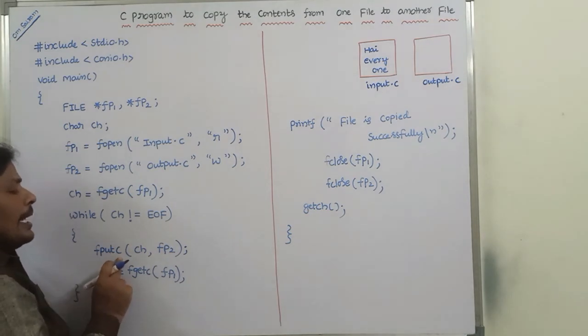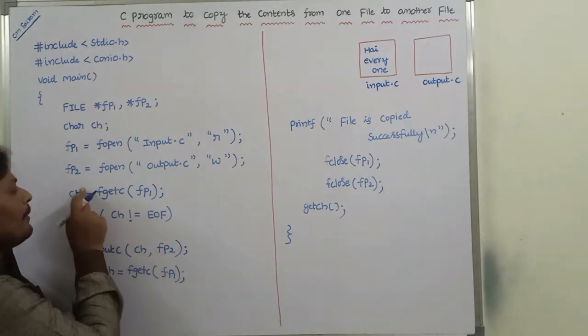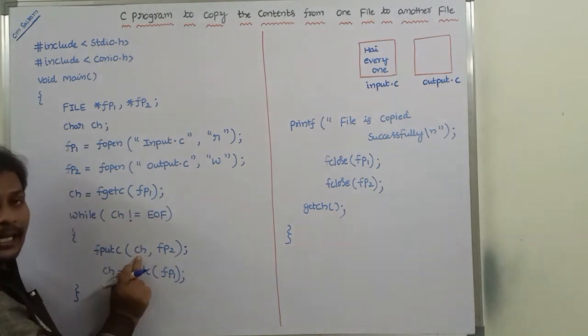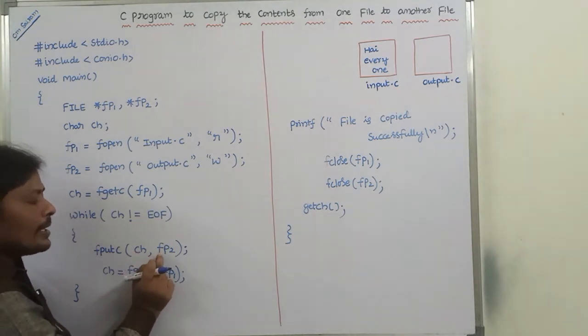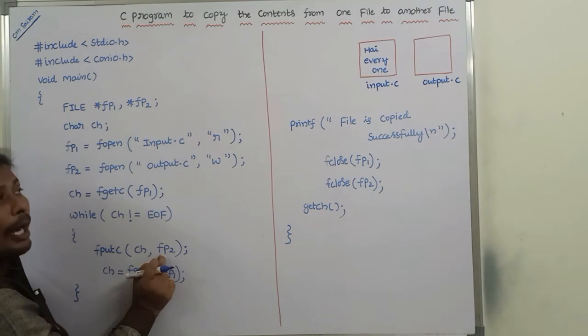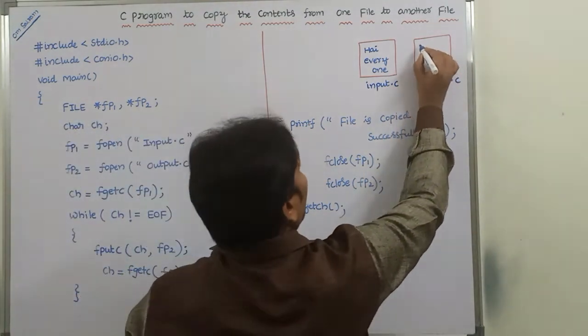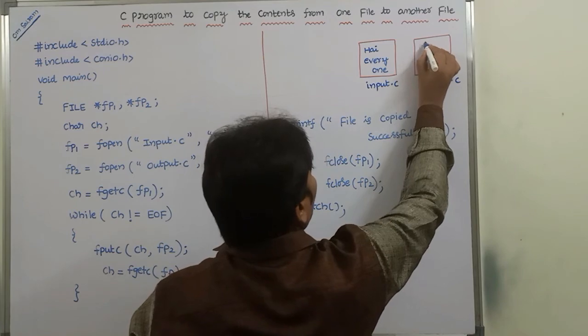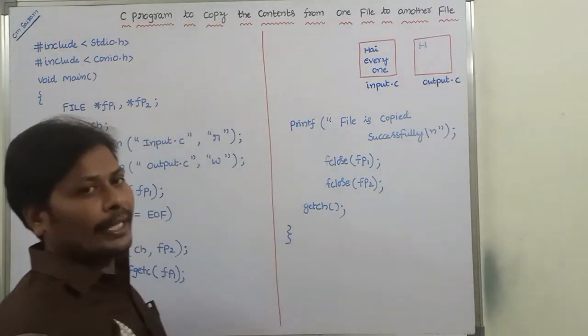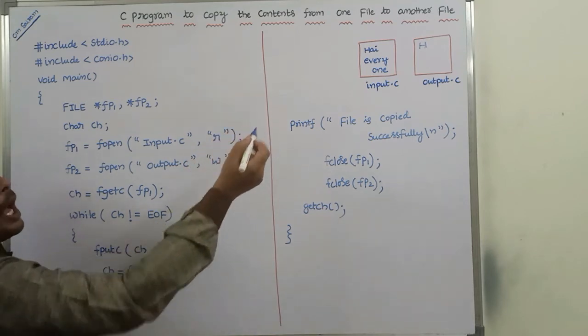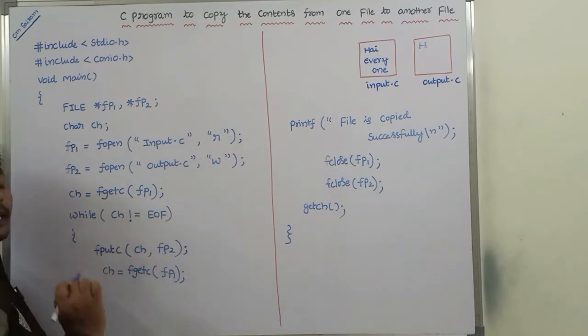So fputc(ch, fp2). Whatever character is read from the input.c file, that character is there in ch. That character is written into the output.c file pointed by fp2. So using the fputc function, the letter H is printed here. By using the fputc function, we write the character into the output.c file pointed by fp2.